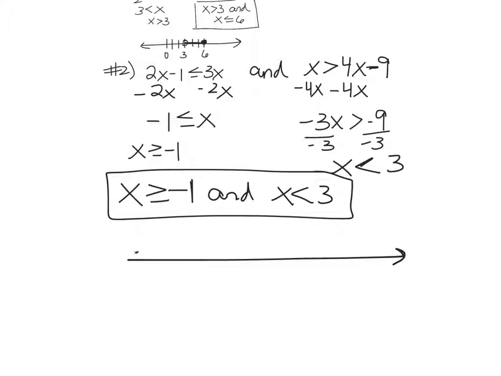So let's graph this on a number line. Put 0 in the middle. That's kind of boring. -1, 1, 2, 3. So x has to be greater than or equal to -1, so I'm going to fill in a solid dot there. And I'm going to keep going until I get to 3, which is going to be an open circle. It's not equal to 3.